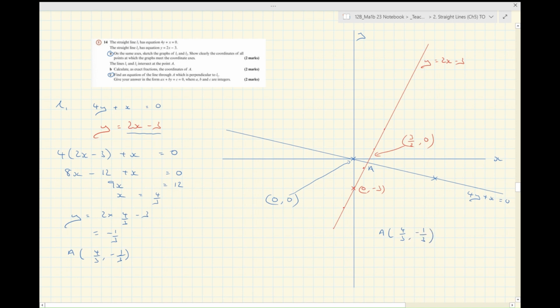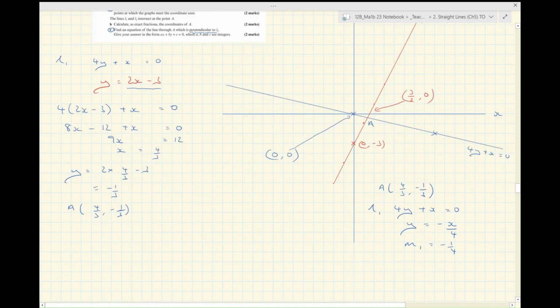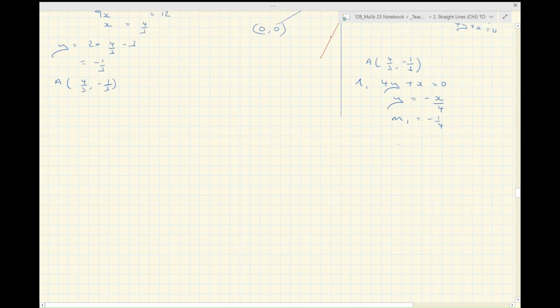And this line is also perpendicular to L1. Well, let's find the gradient of L1, and then we can find out the gradient of our line. The equation of L1 is 4y plus x equals 0. If I rearrange that into y equals mx plus c, I can then just read off that the gradient of L1 is minus 1/4. Great. So the gradient of my line is the negative reciprocal of that, 4.